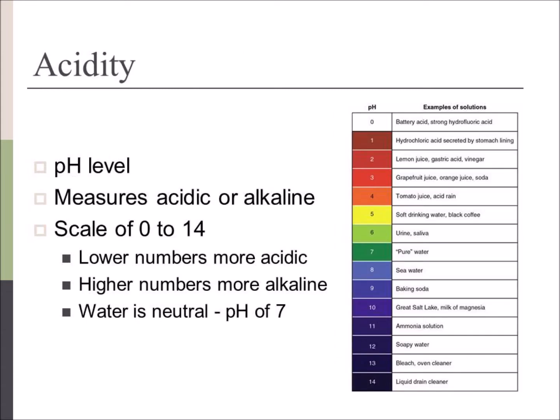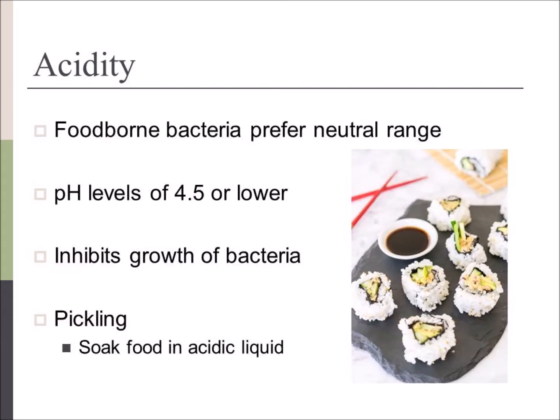The pH level is a measurement of how acidic or alkaline something is. pH values are figured out on a scale of 0 to 14, with lower numbers being more acidic. Water is considered neutral, with a pH value of 7. Foodborne bacteria prefer a pH level in the neutral area to the mildly acidic range. pH levels of 4.5 or lower are considered acidic and will slow the growth of bacteria. Pickling is a preservation technique that involves immersing foods in acidic liquid such as vinegar.